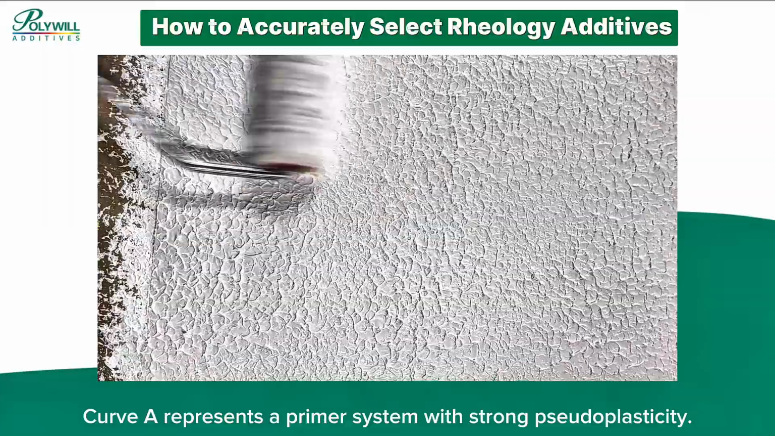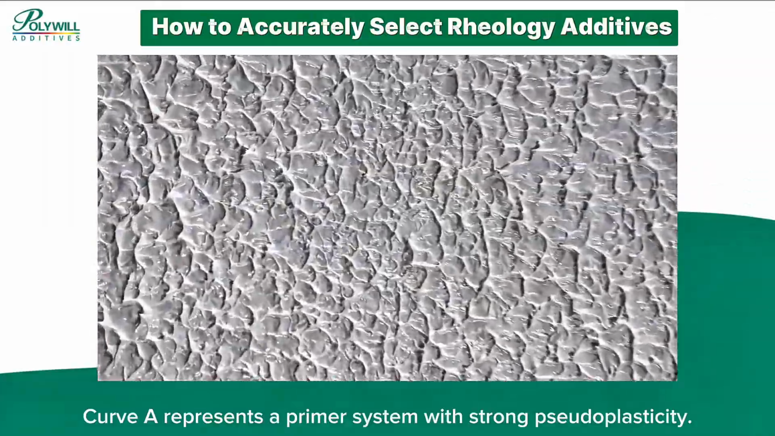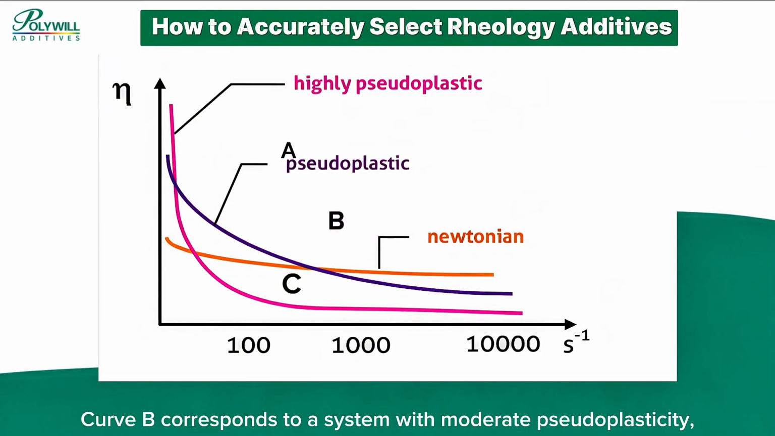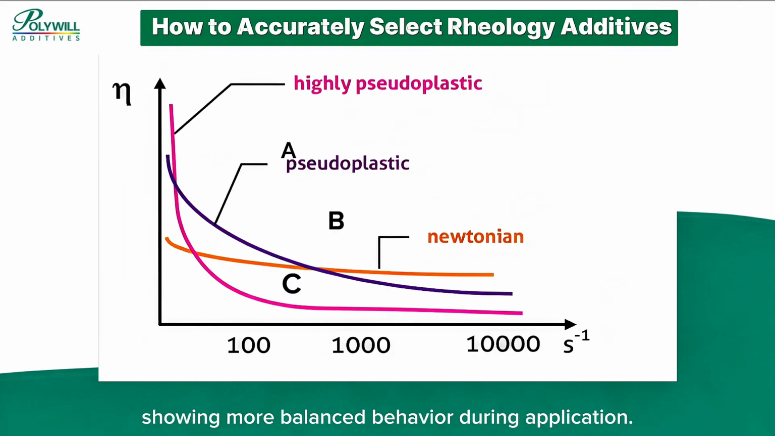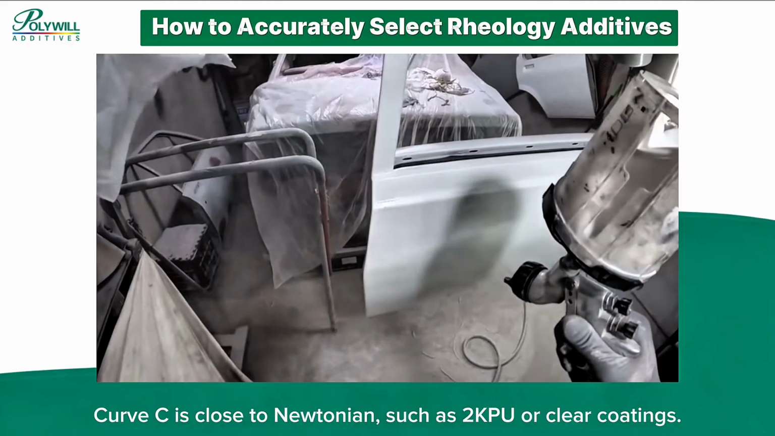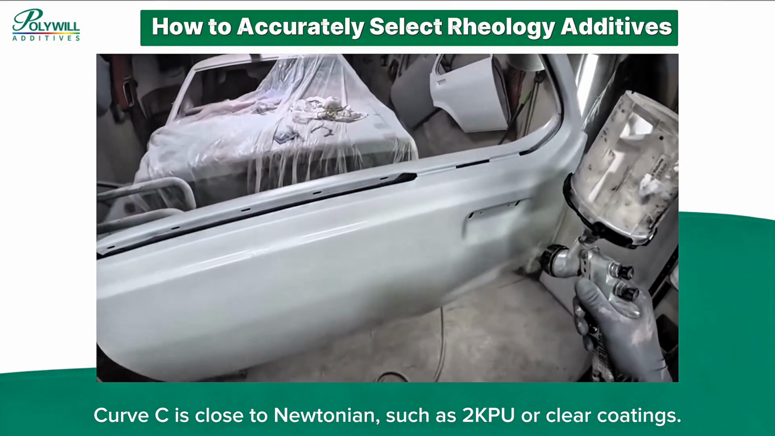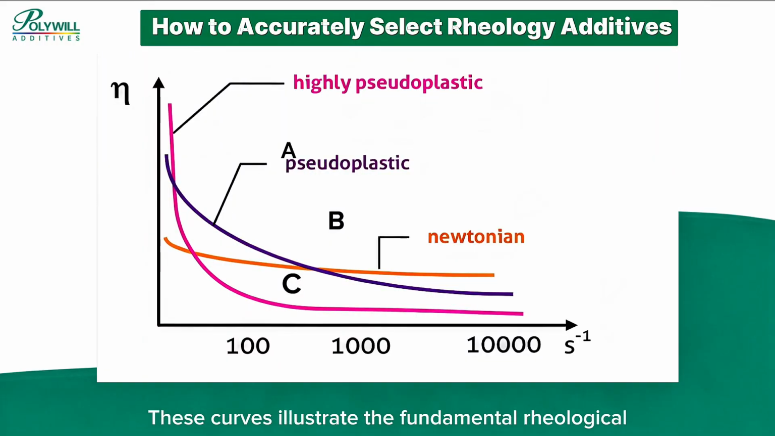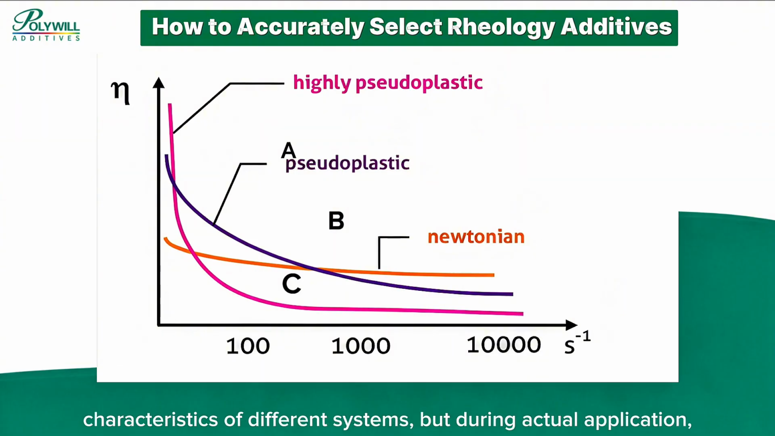Curve A represents a primer system with strong pseudoplasticity. Curve B corresponds to a system with moderate pseudoplasticity, showing more balanced behavior during application. Curve C is close to Newtonian, such as a 2K PU or clear coatings. These curves illustrate the fundamental rheological characteristics of different systems.